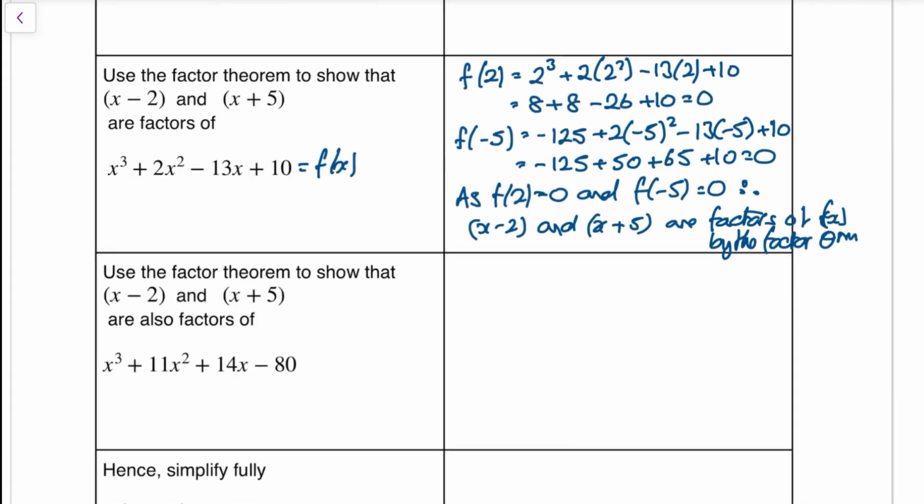Now, it's a bit more A-level than further maths here. Further maths will be a bit more tolerant, but let's just get it right now. We may as well. I'm using the idea of the factor theorem. I'm explaining what I'm doing. I've got my conclusion. I've got my working. That should be 4 marks for the question. Next question.